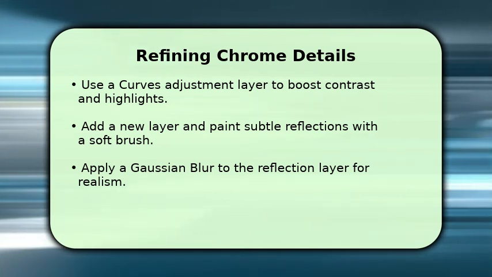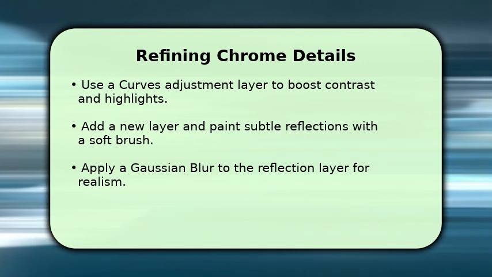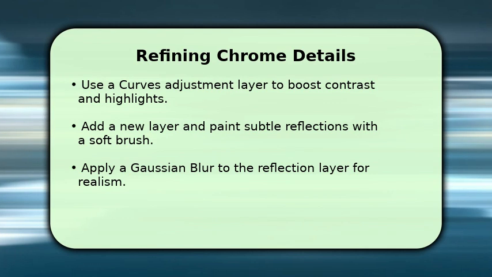Then, create a new empty layer. Using a soft, white brush, paint subtle reflections on the edges of your text where light would naturally hit. Apply a small Gaussian blur to this reflection layer, perhaps 2 to 3 pixels, for a more natural, diffused effect.